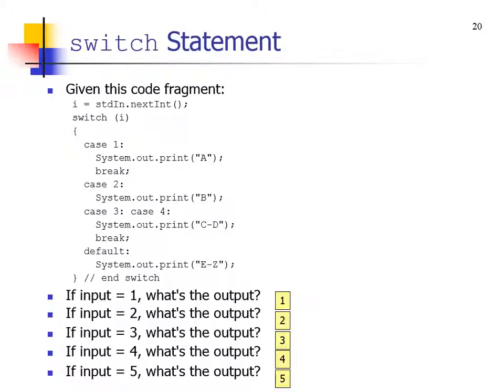All right. And in this case, if I put input 1, what's going to be my output? A. If I input a 4, what's my output? CD. If I input a 5, Easy Rider, right?